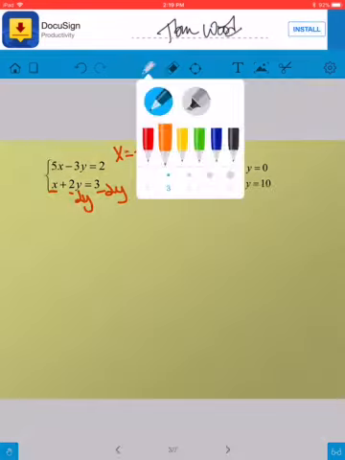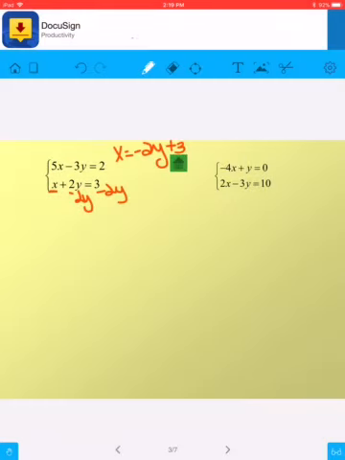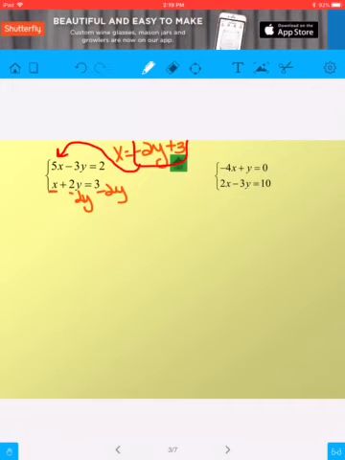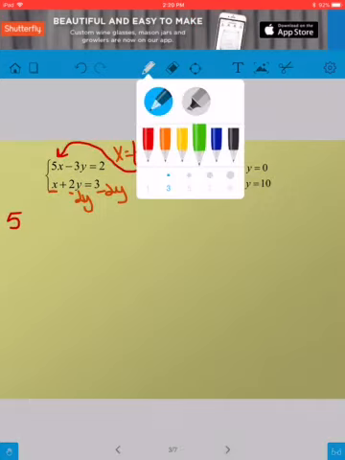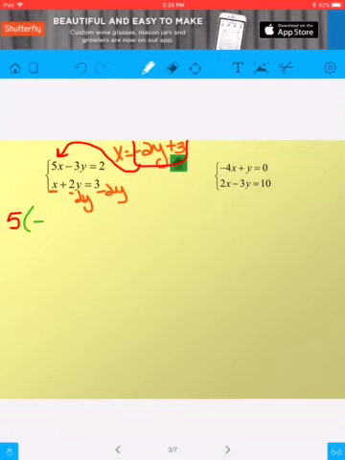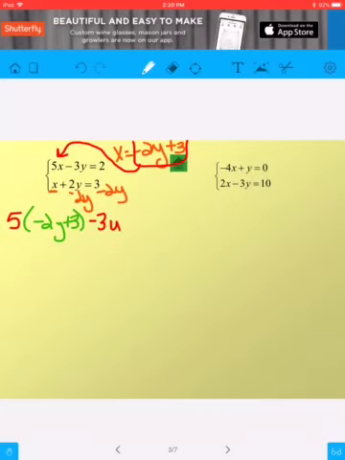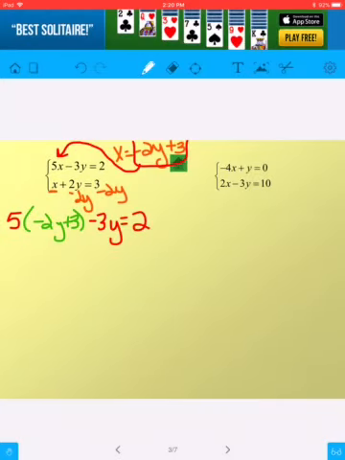And now I'm going to take this negative 2y plus 3, that's equal to x, and I'm going to plug it into my first equation for x. So instead of having 5x, I'm going to have 5 times negative 2y plus 3 minus 3y equals 2. So all I did was replace the x with negative 2y plus 3.